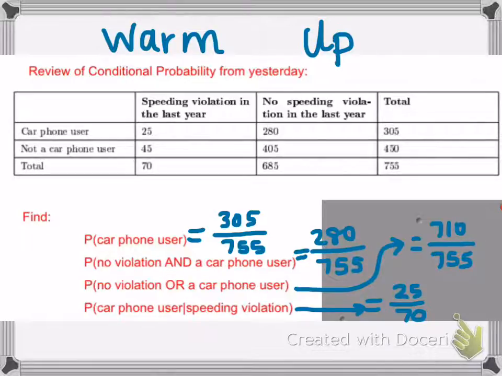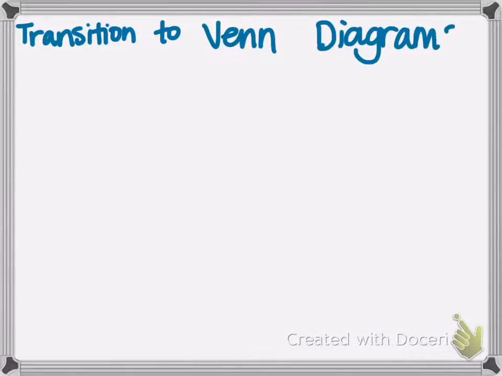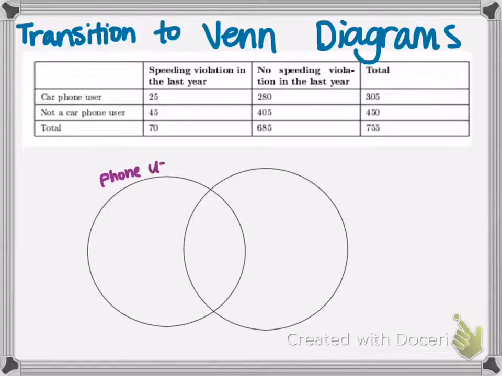We're going to apply that now to something new today. Okay, so we're going to be transitioning into the use of Venn diagrams, and we'll use Venn diagrams for the same types of problems that you would use a contingency table for. They provide more visual cues, but they take a little bit of getting used to, so don't fret if you have a little bit of trouble today.